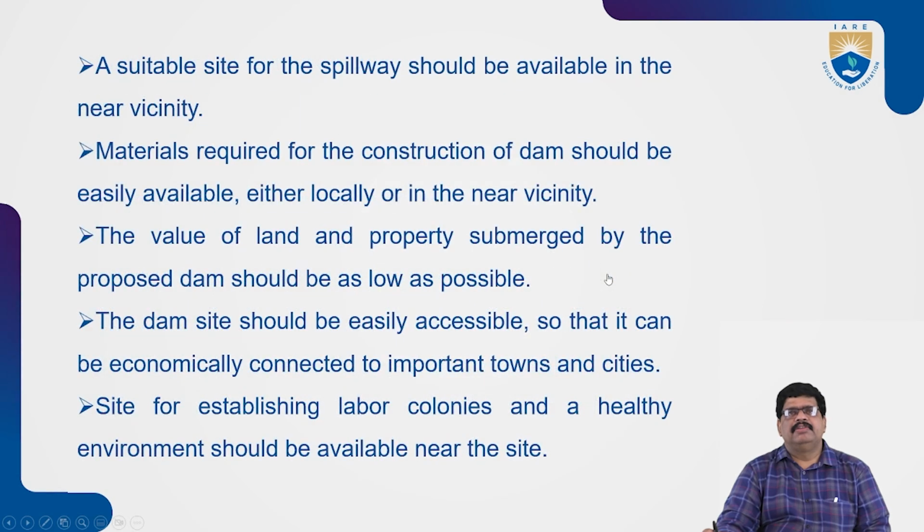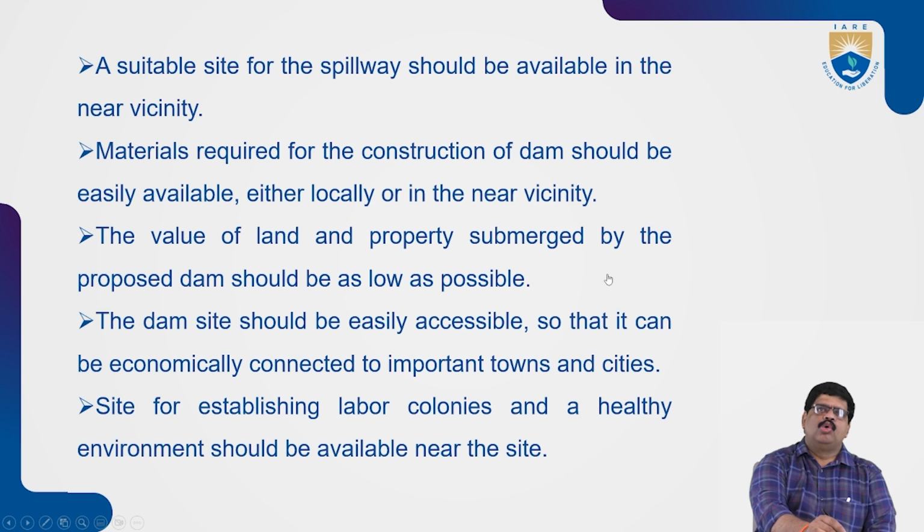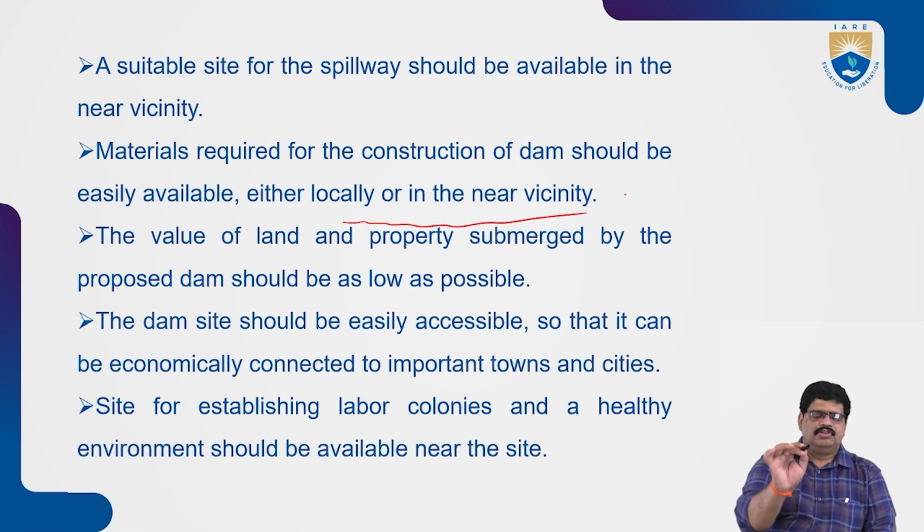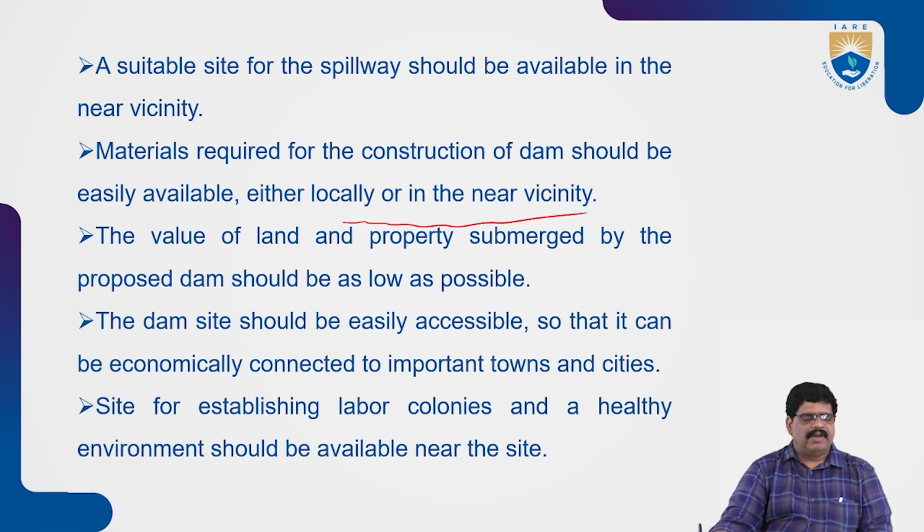Next, a suitable site for the spillway. The spillway is provided at the top and will be constructed above the dam, so that the excess water overflows from it. So the spillway must compulsorily be provided. Materials required for the construction of the dam should be easily available. As I told, locally available materials can be used for construction, and the value of the land submerged by the dam should be as low as possible.